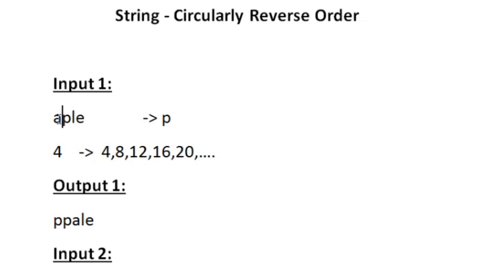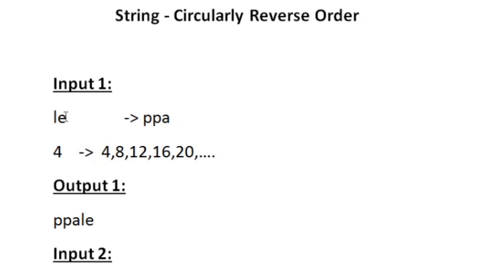So the fifth character is A, the sixth character is E, the seventh character is L, and then the eighth character is P. So we are printing this P again and deleting that P. And now the ninth character would be A, the 10th character would be E, the 11th would be L, and the 12th would be A. So the next multiple is 12. We are printing the 12th character and deleting it.